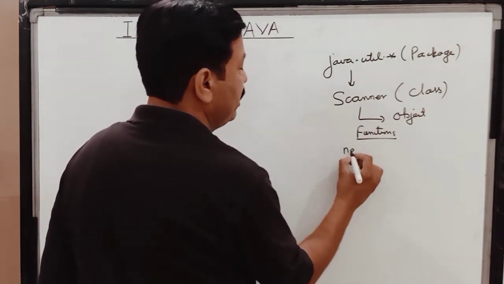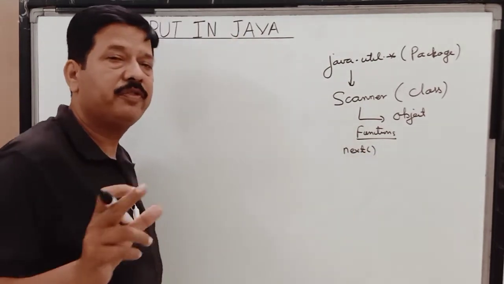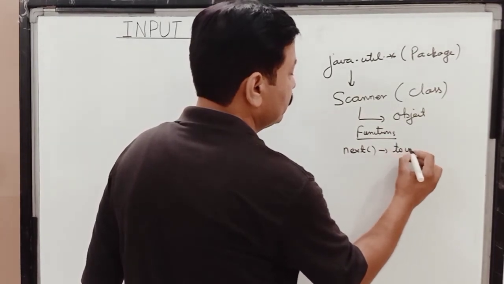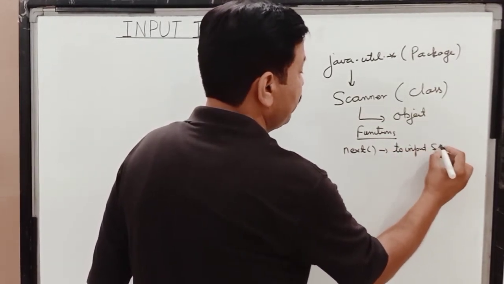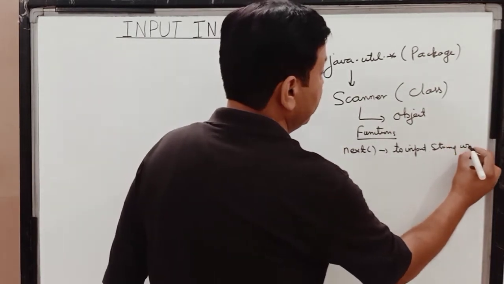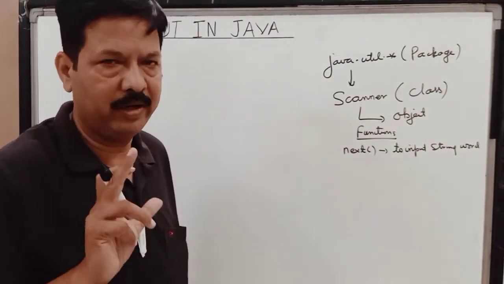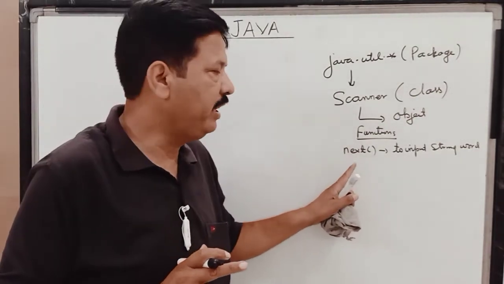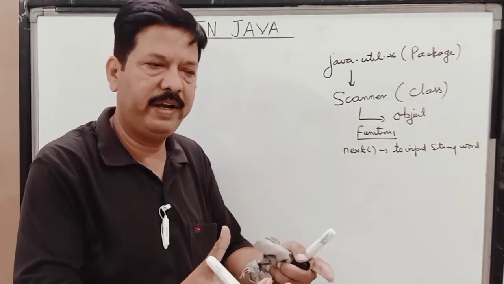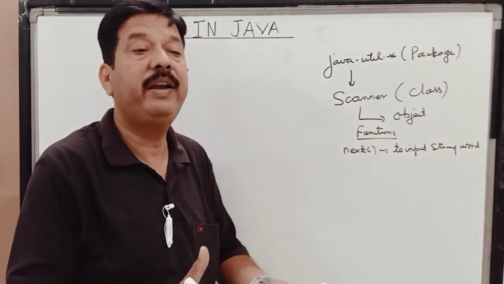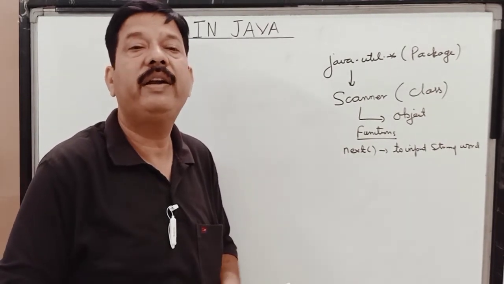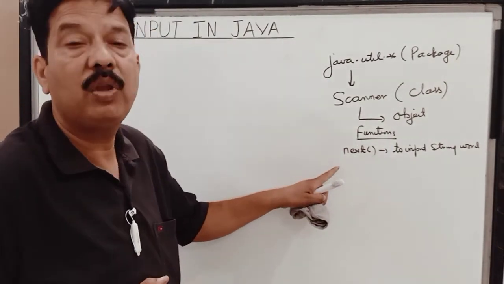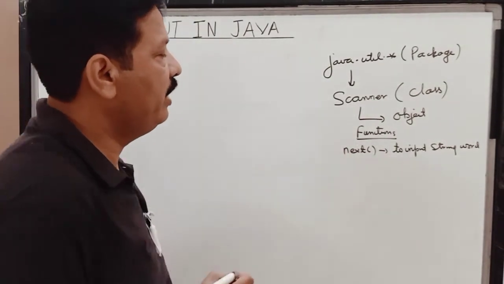Say the first function is next. The first function of the Scanner class is next, and it is used to input a string, I can say a word. Word means a single thing, like Arthur, not a sentence, it is a single word. Now children, these functions are used to enter data from the keyboard. They will help us to enter data from a file. They will help us to enter data from any other input devices also. So in our program, we'll be entering data through the keyboard. So children, the first function is next.